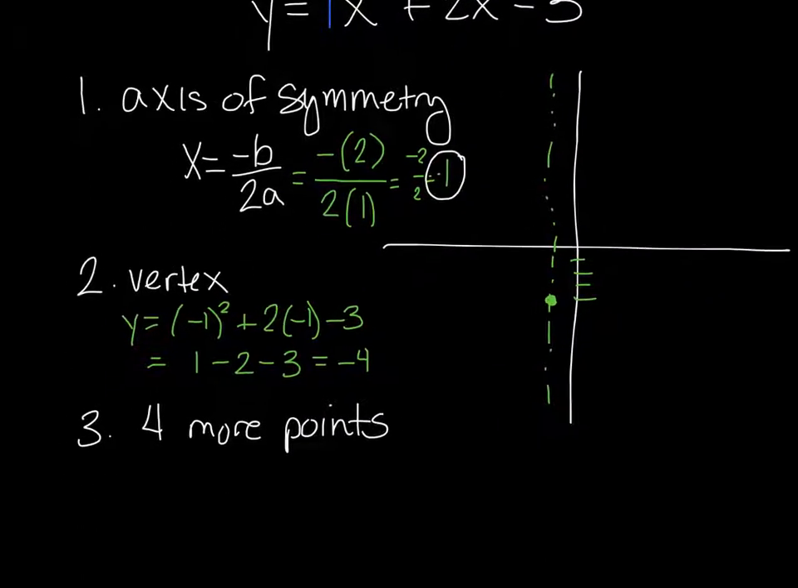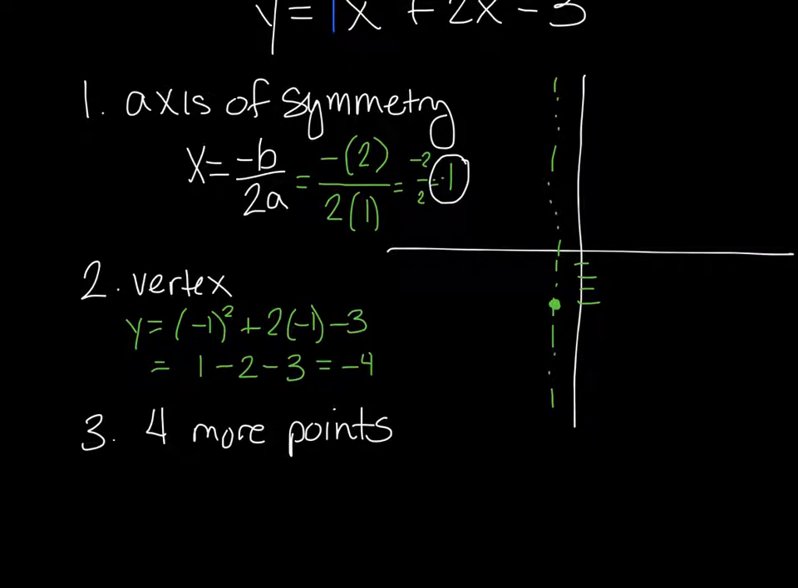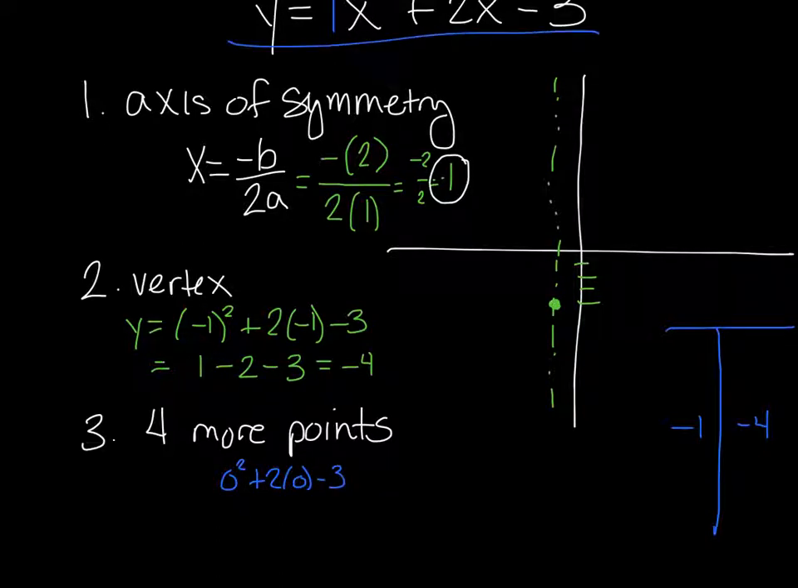Now, let me move some of this out of the way a little bit. One thing I want you to do is set up a table, and on this table, you're going to put all your points. So far, we have negative 1 and negative 4. Now we're going to find other points. One of the things I suggest is plugging in 0, because 0 is really easy to plug in. So if I plug in 0, I get 0 squared plus 2 times 0 minus 3. I'm plugging into the original equation up here. I get 0, 0, and I get negative 3 as an answer. So if I plug in 0, I get negative 3.